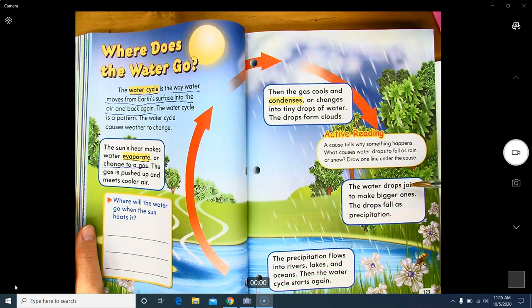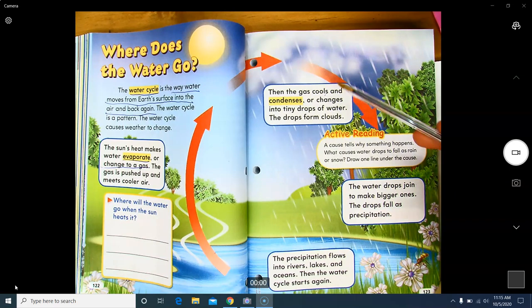Then the water drops join to make bigger ones. The drops fall as precipitation. So as the clouds get heavier with water and get bigger water droplets in there, that's when they turn real dark, and that's when it rains or snows or sleets or hails. Okay, it turns into precipitation. This is rain, so it's raining.